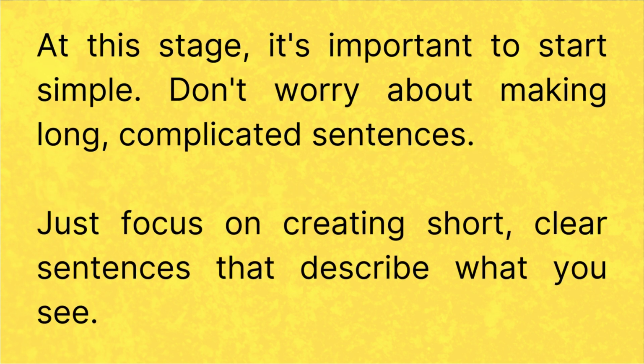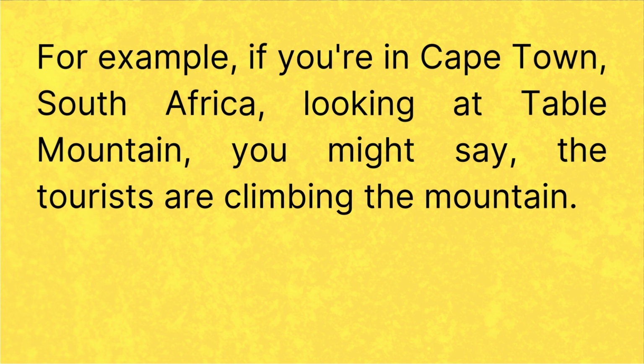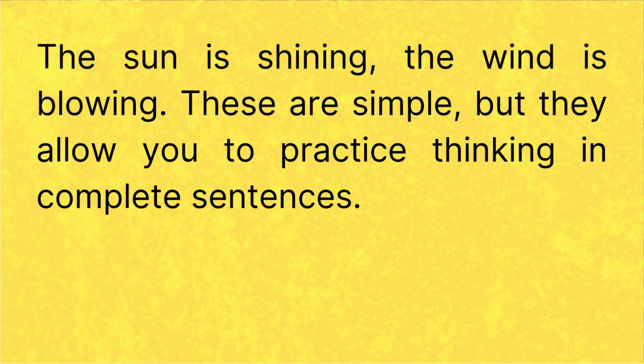At this stage, it's important to start simple. Don't worry about making long, complicated sentences. Just focus on creating short, clear sentences that describe what you see. For example, if you're in Cape Town, South Africa, looking at Table Mountain, you might say, the tourists are climbing the mountain. The sun is shining, the wind is blowing.